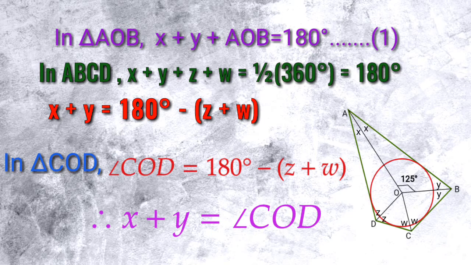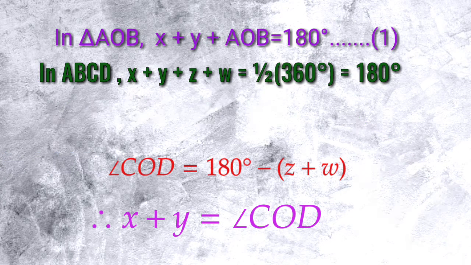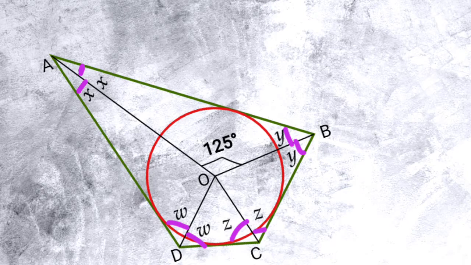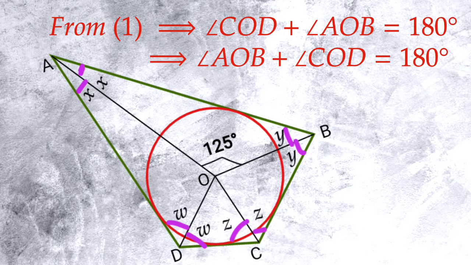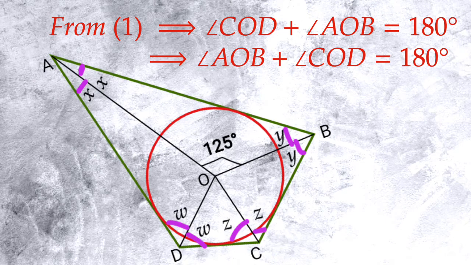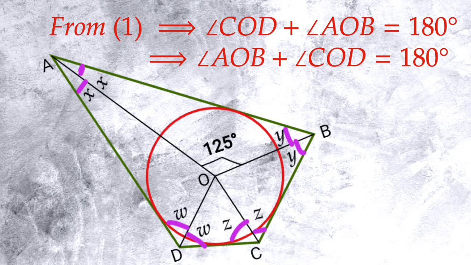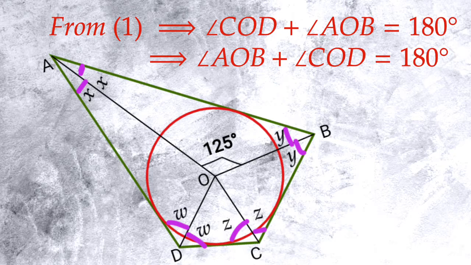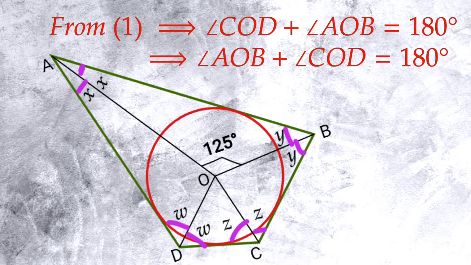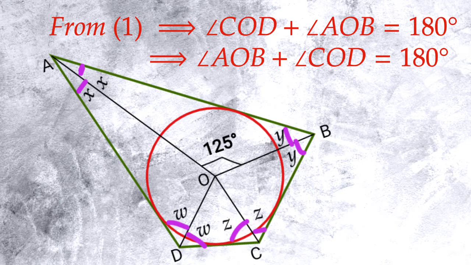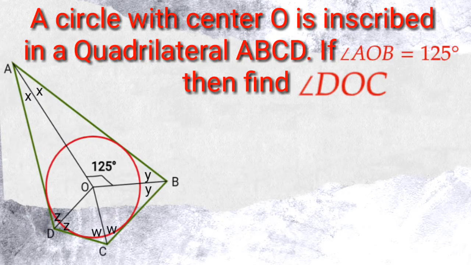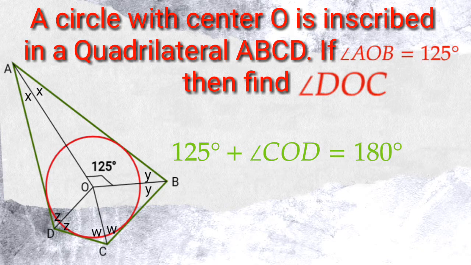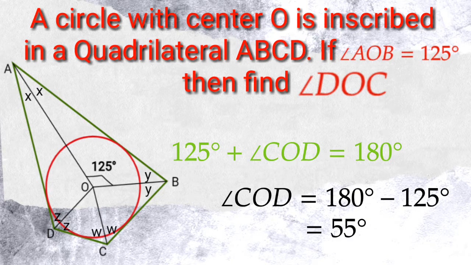Now compare the first equation. In first equation, substitute in place of x plus y as angle COD. So we got angle AOB plus angle COD is equal to 180 degree. Hence, we have justified that in this condition, the opposite angles, that is angle AOB and angle COD, sum 180 degree. So in this question, 125 degree plus COD is equal to 180. So angle COD is equal to 180 minus 125, that is 55 degree.